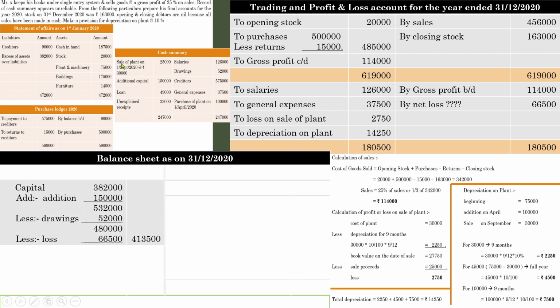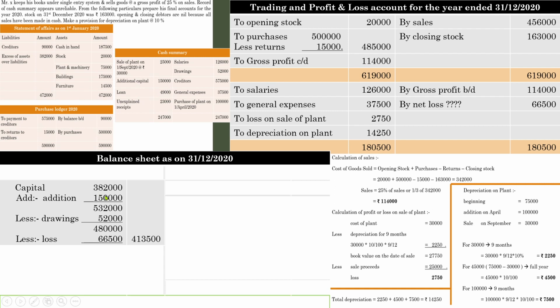First one, capital. Here the opening capital is 3,82,000. Remember to adjust the corresponding items with regard to that. In the question, there was an additional capital of 1,50,000, so you have to add 1,50,000. See, you have to go through each and every item to identify the items that are related to a particular one. Until the previous case there was no additional capital, but you have to consider the additional capital during the year.